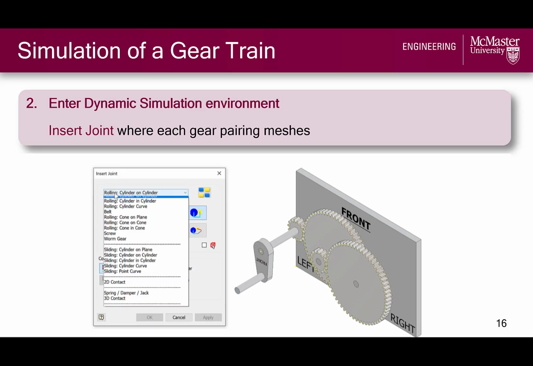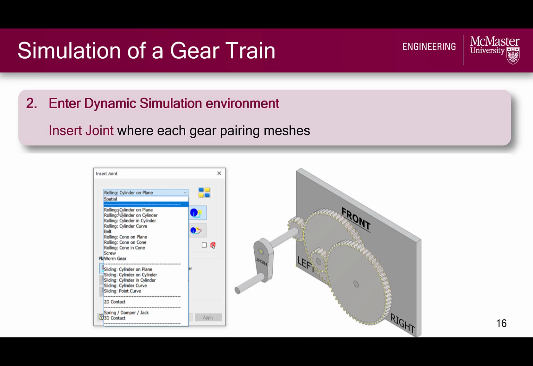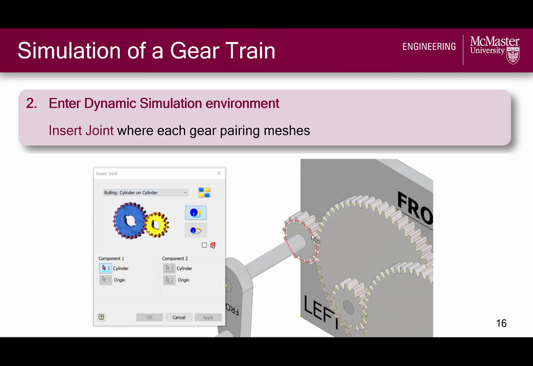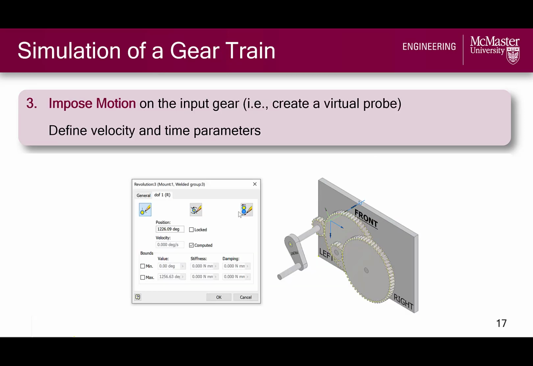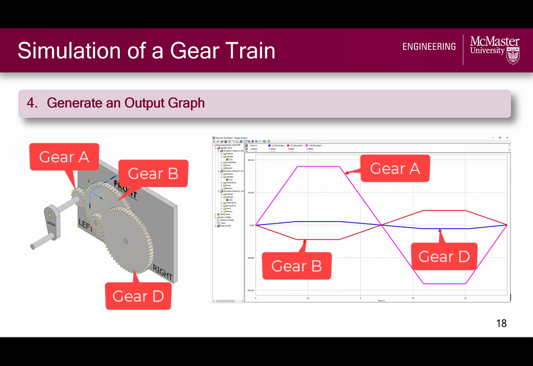Once in this dynamic simulation environment, we need to insert joints between meshing gears. There are many different types of joints that exist, but for this gear train example, we will insert rolling cylinder-on-cylinder joints to again define how the motion of meshing gears are related. Once these joints are created, we can then impose a motion on the input gear joint, defining its angular velocity over time. Then we can go ahead and run our dynamic simulation to view the results.